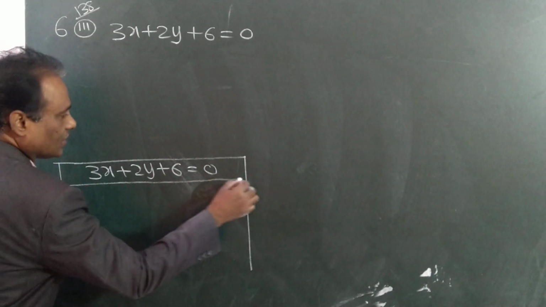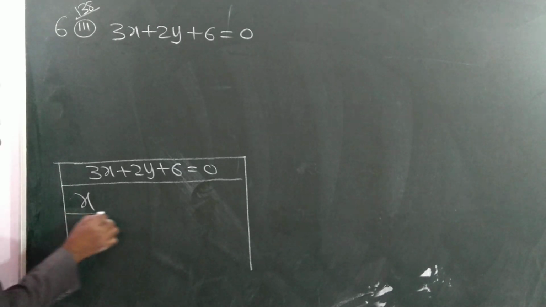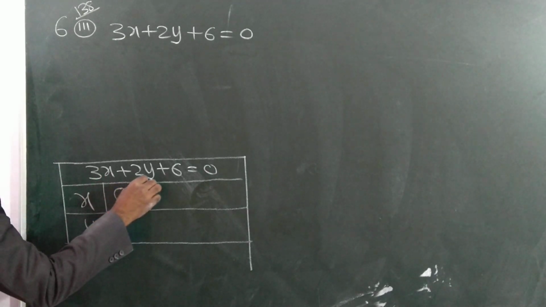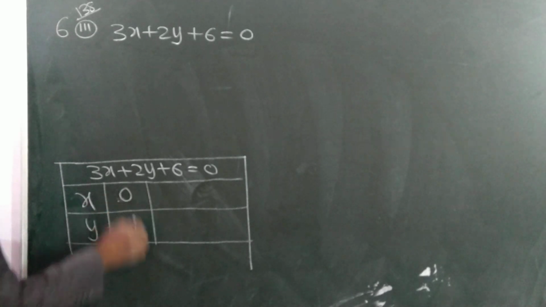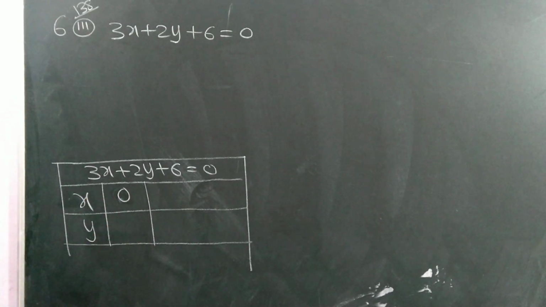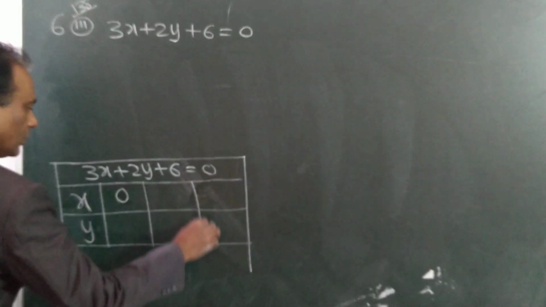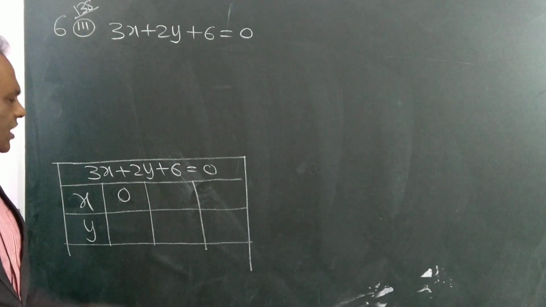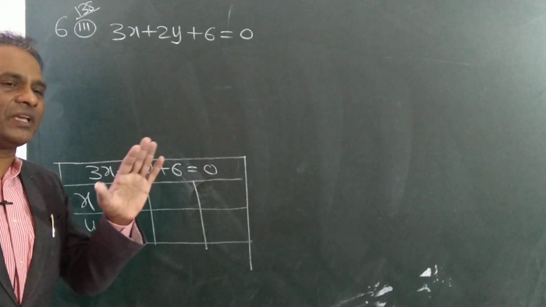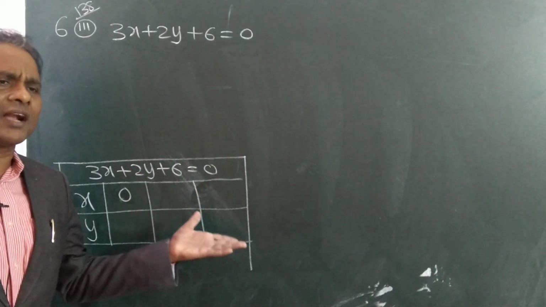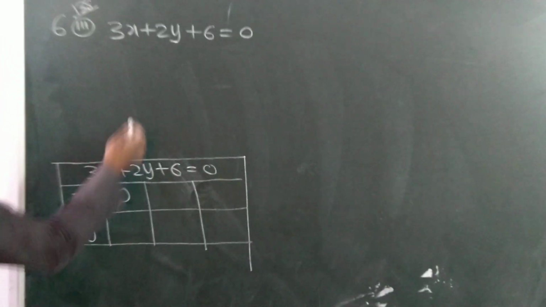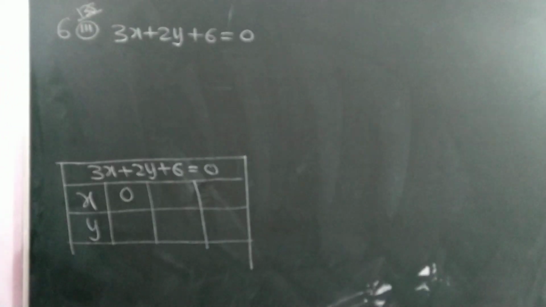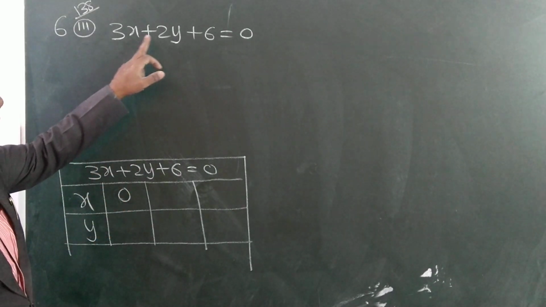This is the equation. Take any x values, find the corresponding y values. I am taking x = 0. The technique is, if you are getting fractions, it will be inconvenient to plot on the graph. Of course you can plot, but try to avoid the fractions. So take x = 0, and we will get the y value right here. Take x = some number, substitute here, get the y value.